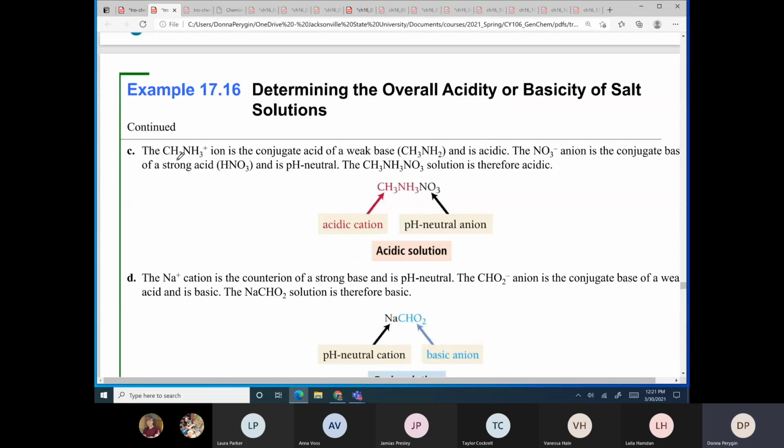So the next one is ammonium nitrate. So the ammonium is, remember, the conjugate acid of a weak base, like methylamine. So this is methylammonium, methylamine, and so therefore if it's the conjugate acid of a weak base, it's an acidic cation. The nitrate is the conjugate base of a strong acid, HNO3, and therefore it's going to completely dissociate. It's not going to want to act as a base, so this is not going to contribute anything, it'll be pH neutral, so we get an acidic solution. So that's going to be the major factor there.